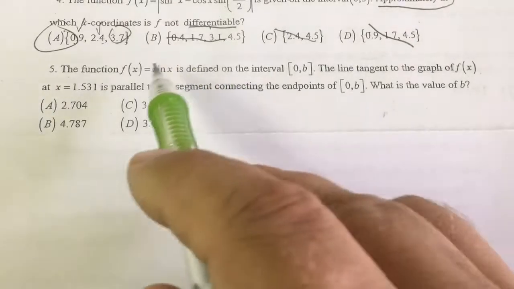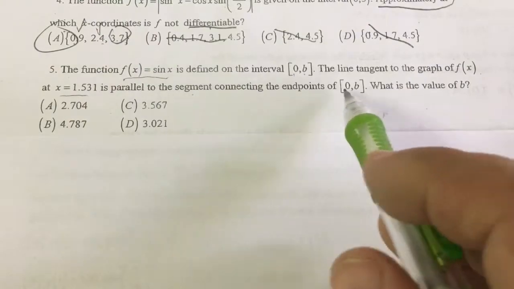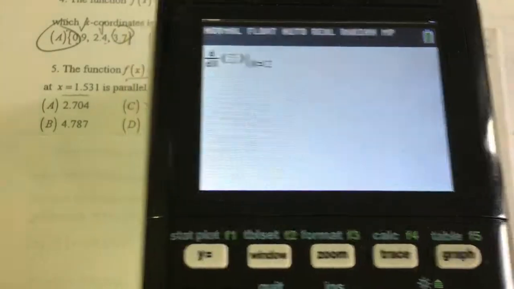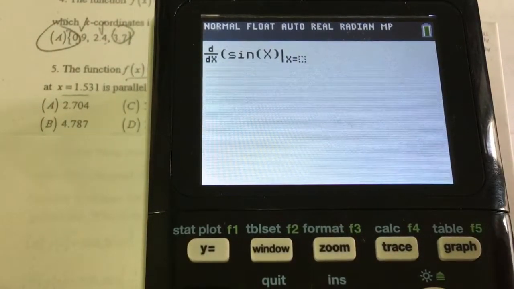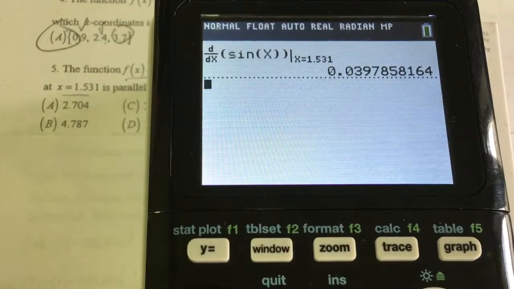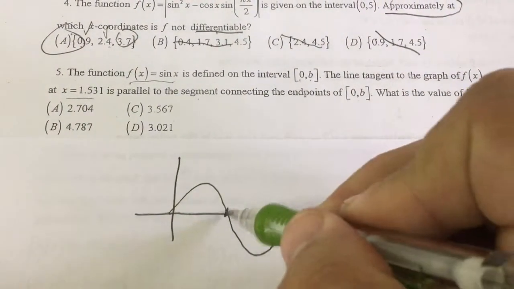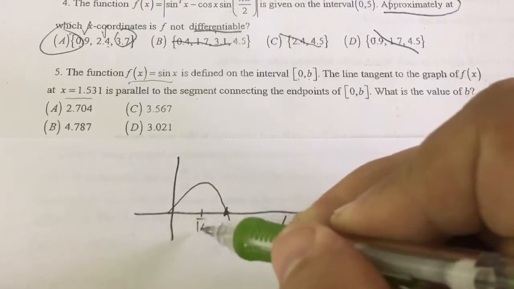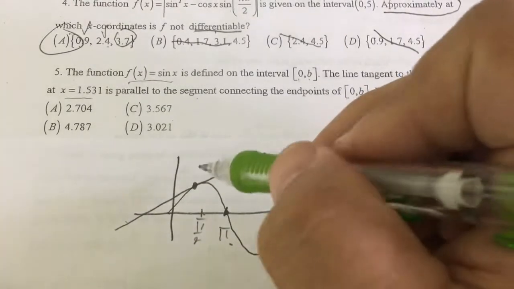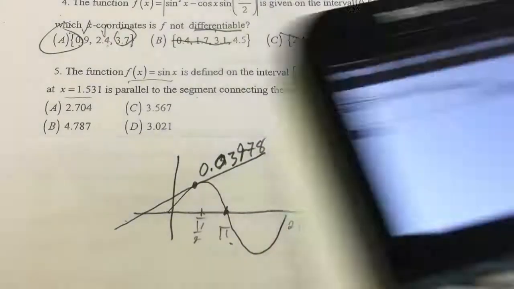All right, number 5. So I have f of x equals sine x defined on the interval from 0 to b. The line tangent at x is parallel to the segment connecting 0 to b. So let's see, math 8, d/dx of sine x at x equals 1.531. So 0.03978 is the slope. So if I have a quick cheesy graph of sine, and this is 2 pi, this is pi, this is pi over 2, 3.14, 1.57, so the slope here is, I don't know, 0.3 something. 0.03978. And it keeps going, right?